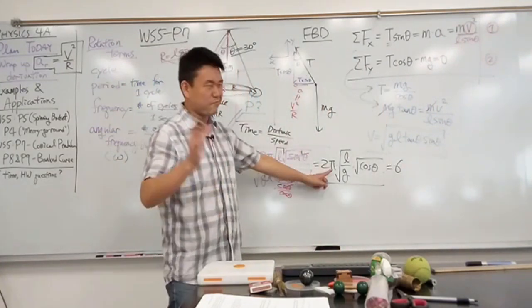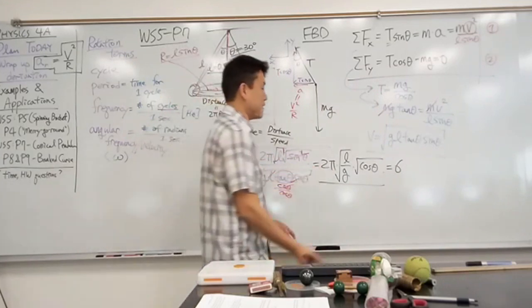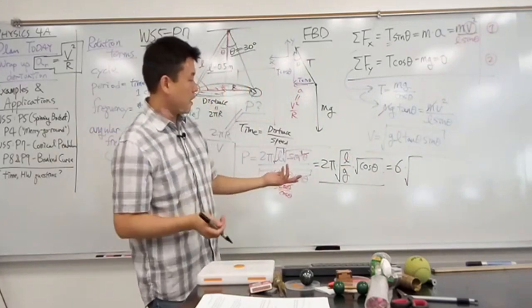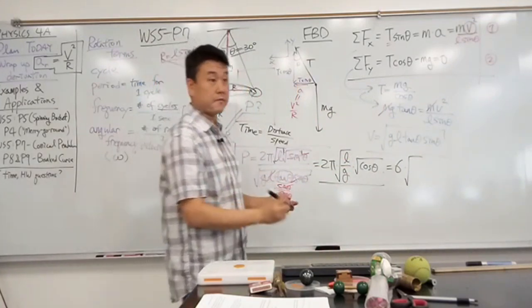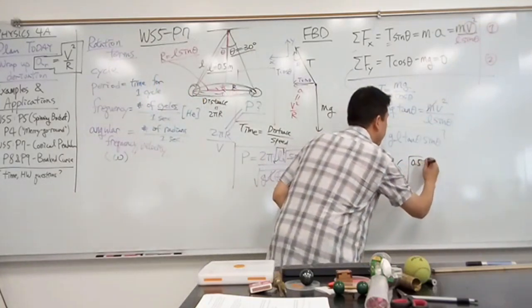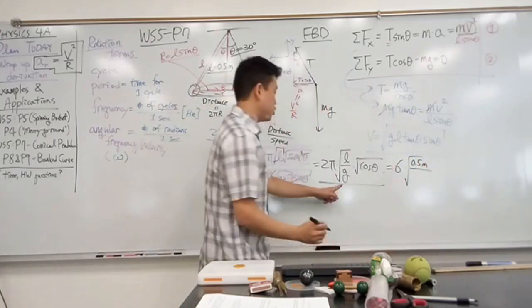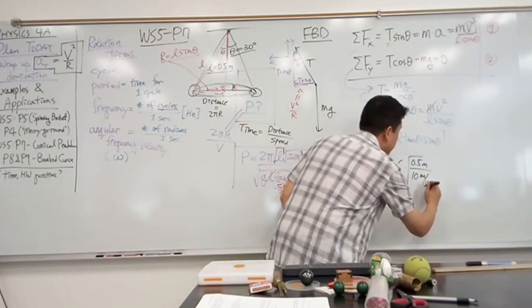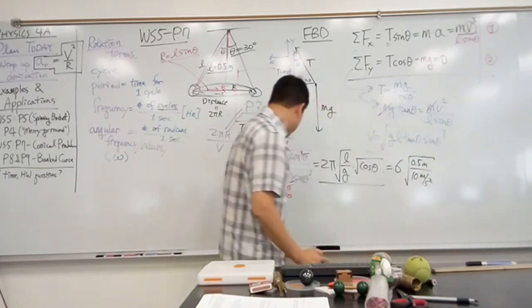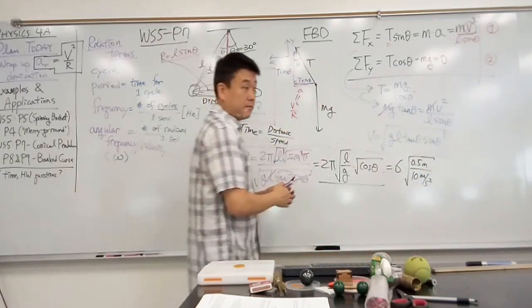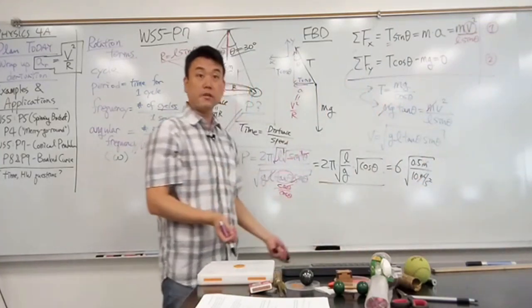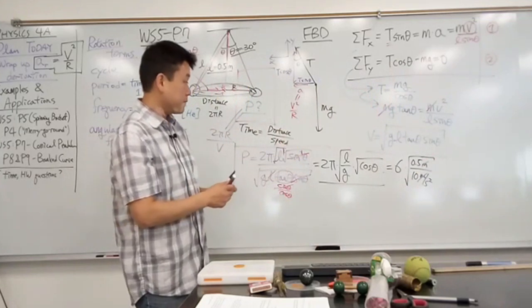2 times pi is 3. So 6 times square root of L, which was 0.5, so 0.5 meters divided by G, within 20%, 10 meters per second squared. And hopefully you are seeing that the units work out because the meters cancel, second goes to numerator, and you're square rooting it, so all the units work out.